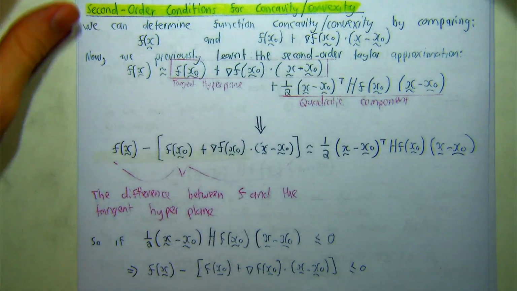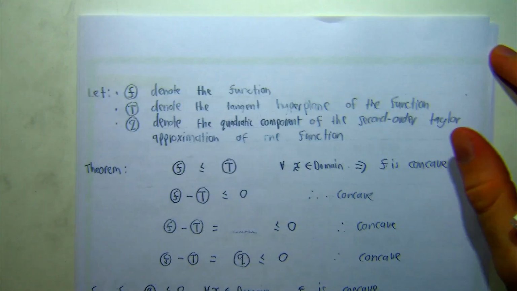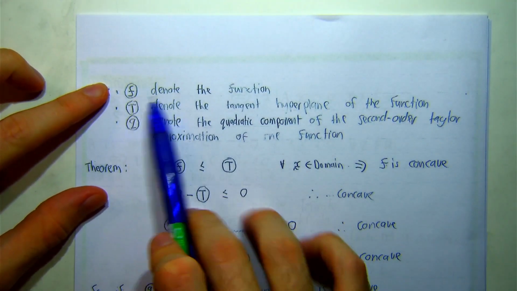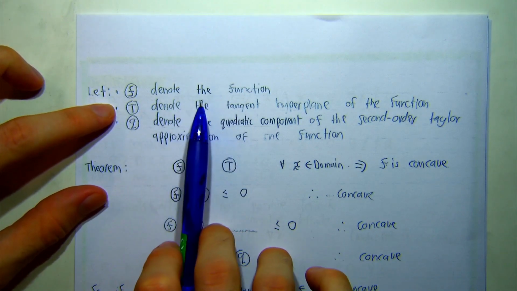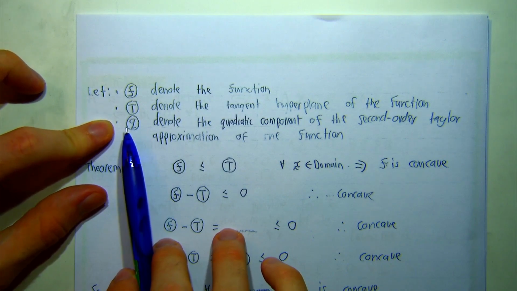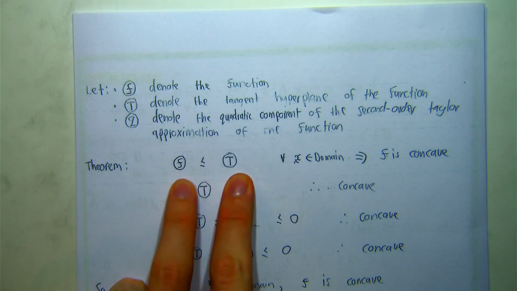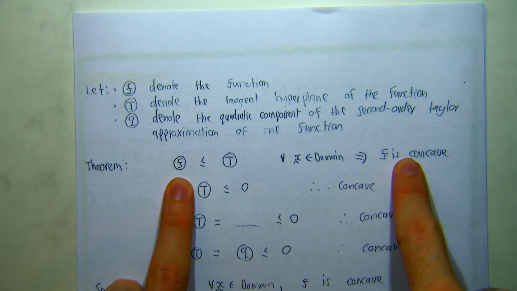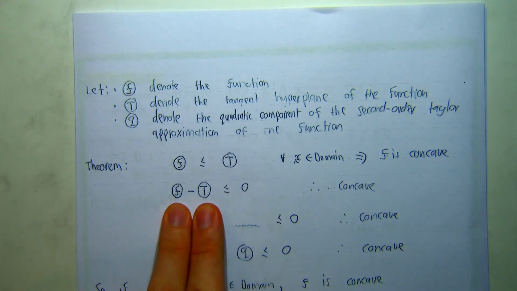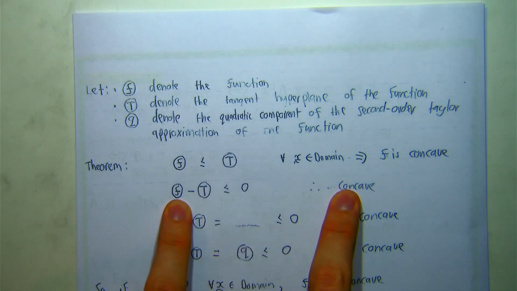Okay? Now, I know that can be confusing, so I've rewritten it again in simple terms. So let's just go through the idea here. If f in the circle denotes the function, t in the circle denotes the tangent hyperplane, and q denotes the quadratic component of the second order Taylor approximation, then this is what we're doing. We care about if f is less than or equal to t, if the function is less than the tangent hyperplane, because if that's true, we know that it's concave. And rearranging that means that we want f minus t to be less than or equal to 0. That will imply that it's concave.